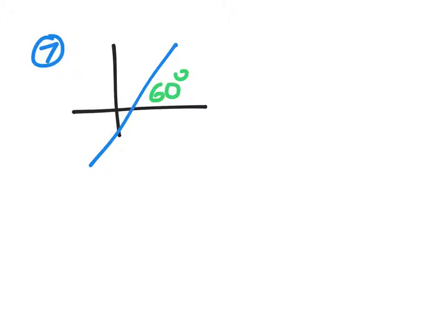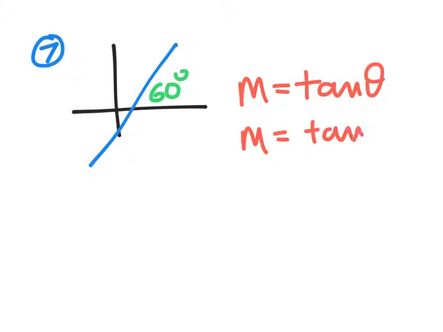Question 7. Find the gradient of this line. This means we're going to have to use the formula m equals tan theta. So it's just a simple case of m equals tan 60 from your calculator. Could not be easier than that, guys.